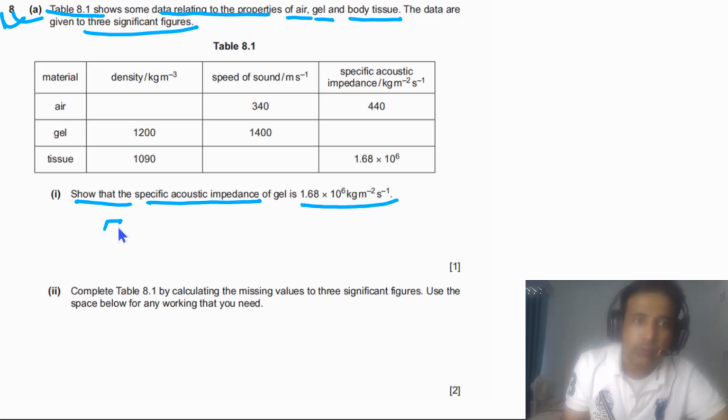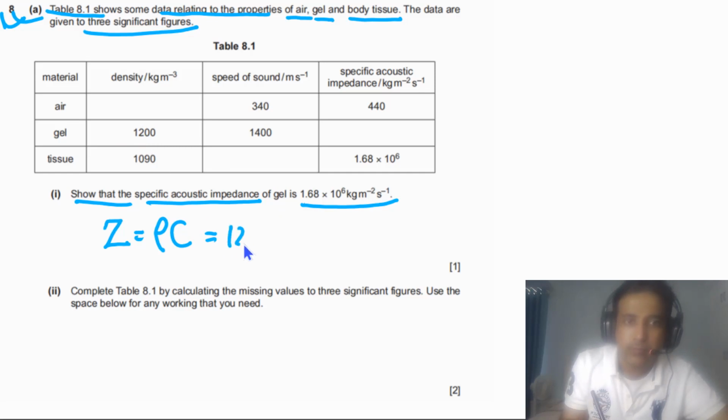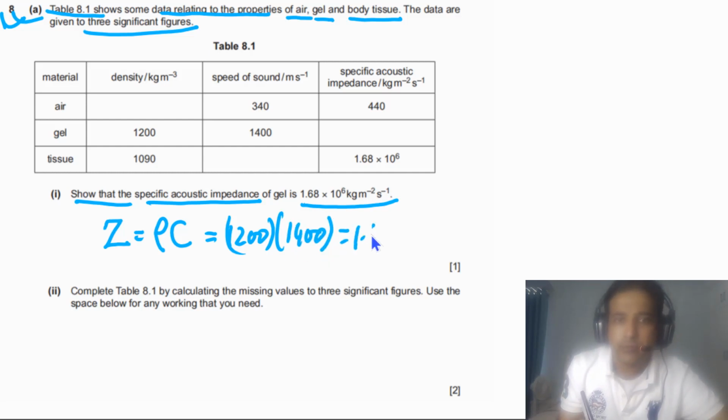Acoustic impedance, we use letter Z for acoustic impedance, and this is the product of density of medium times speed of ultrasound in that medium. In this case, we are talking about gel. Density of gel is 1200 and the speed of sound in gel is 1400. If we multiply this one, we will get 1.68 times 10 to 6 kg per meter square per second. So this is the answer.